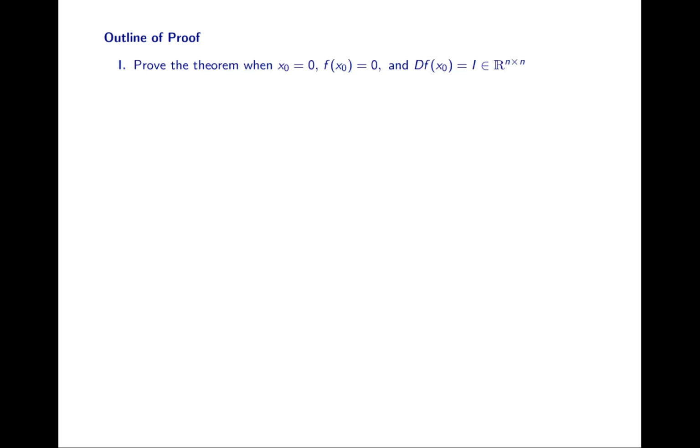So let's prove the theorem when x naught is 0, f of x naught is 0, and the derivative is the identity. So if we think in one dimension, we're going to prove this for the case where the graph passes through the origin and the slope of that graph at the origin is 1.